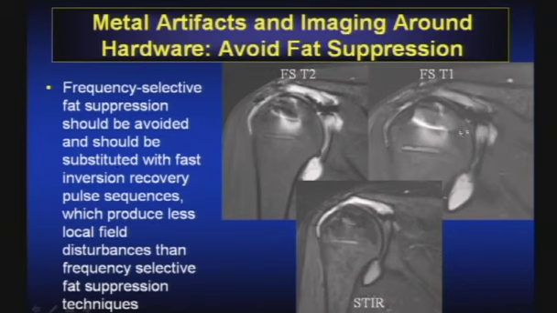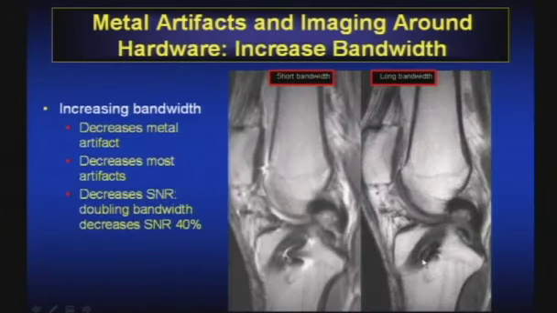Fat suppressed T2 and fat suppressed T1 weighted images here with contrast show pretty significant susceptibility around this hardware for the rotator cuff repair. When we use STIR, you see that we markedly decrease that artifact. So inversion recovery, while it has less preferred resolution, does not have as much artifact as chemical fat suppression. So ditch all your chemically fat suppressed sequences, replace with STIR.